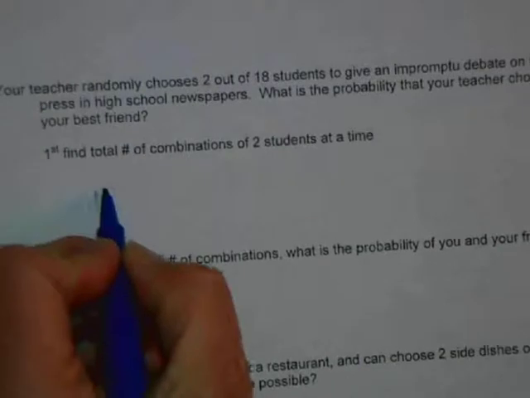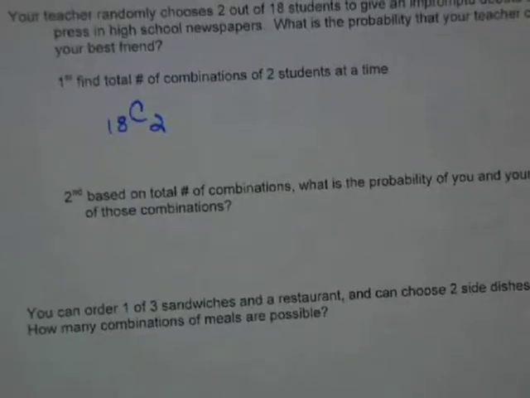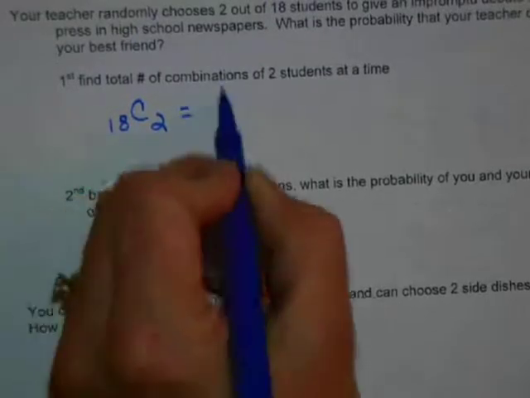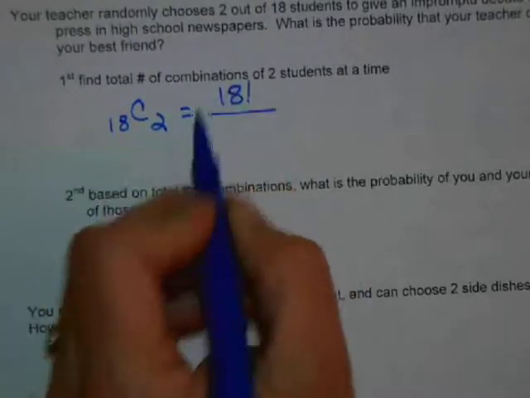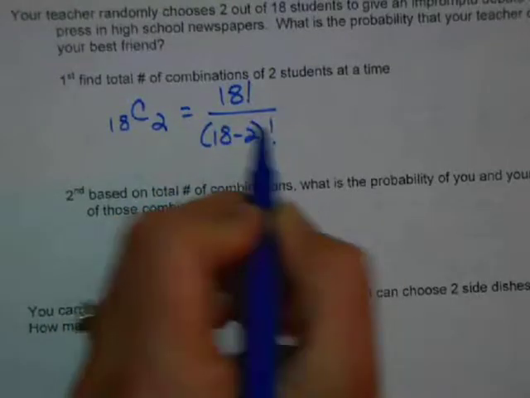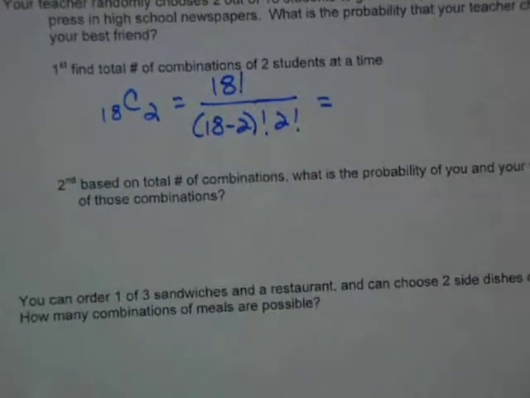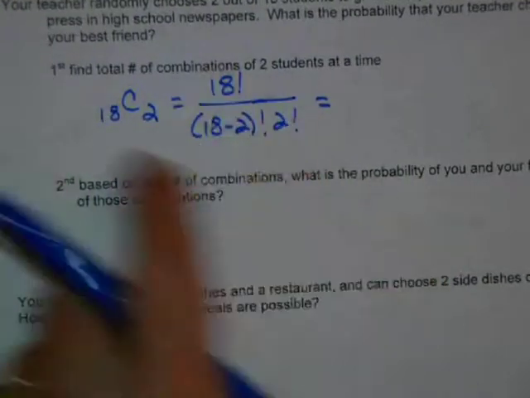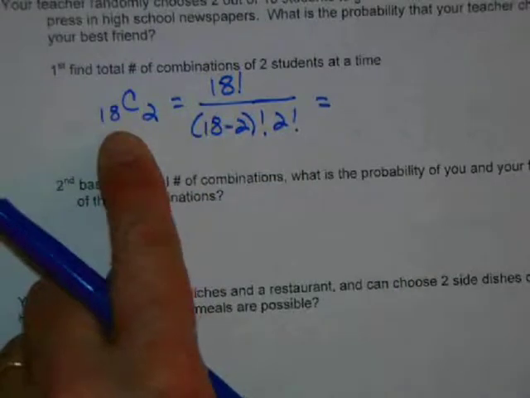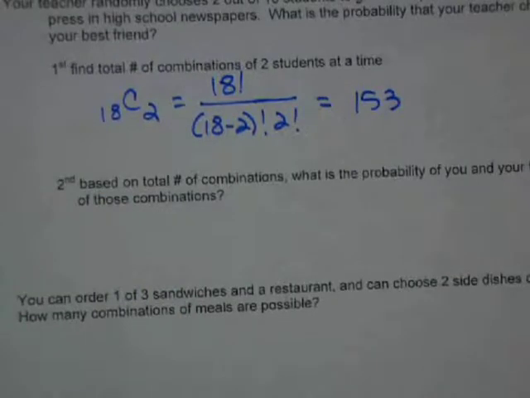So we're going to use the formula. 18 choose 2. Out of 18 students, how many groups of 2 can I get? Plug it into the formula. Put this on the calculator, or put this on the calculator, you'll get the same answer. You get 153. 153 ways you could combine 2 people out of 18. It's crazy, isn't it? Seems like a lot.